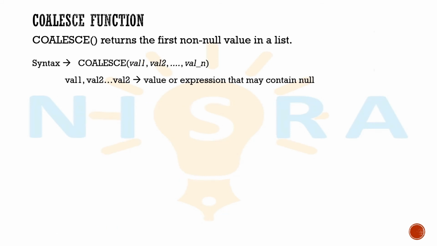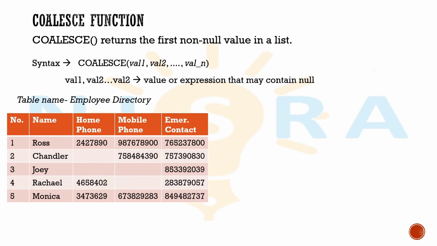Now let's look into a real-time example. Consider you have an employee directory containing the home phone, mobile phone and the emergency contact of the employees. You can see that all the numbers of the employees are not properly maintained. And now we have a requirement to get the phone numbers of all the employees. Here we can use the COALESCE function.